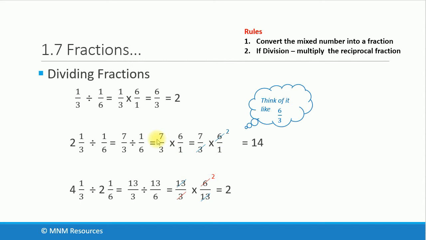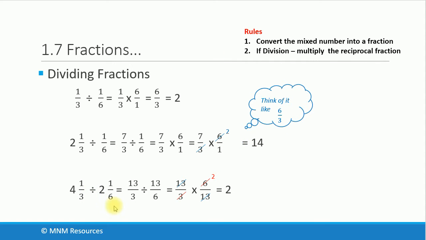So you can either multiply 7 by 6 and 3 by 1, giving you 42 by 3, and simplify that, or you can simplify the fraction before you multiply, which is the easier way. To simplify a multiplication, you need to divide the denominator and the numerator by the same amount. So we know that 6 and 3 can be divided by 3. So 3 divided by 3 is 1, 6 divided by 3 is 2. So 7 times 2 is 14 and 1 times 1 is 1, which is the same as the whole number 14.